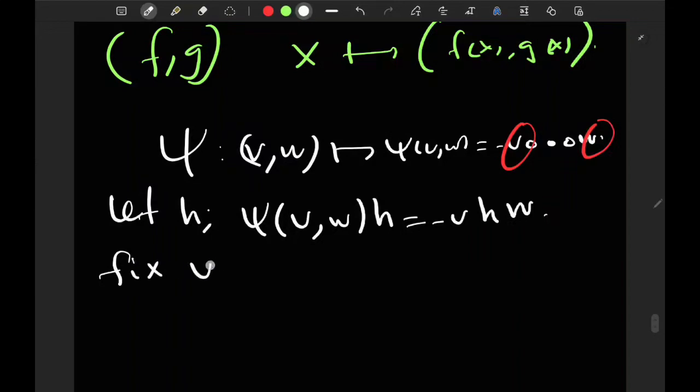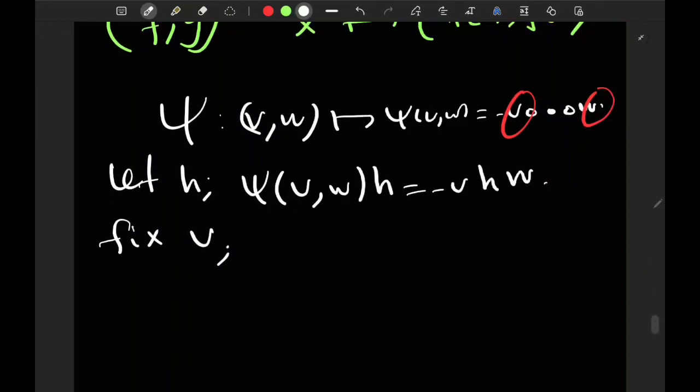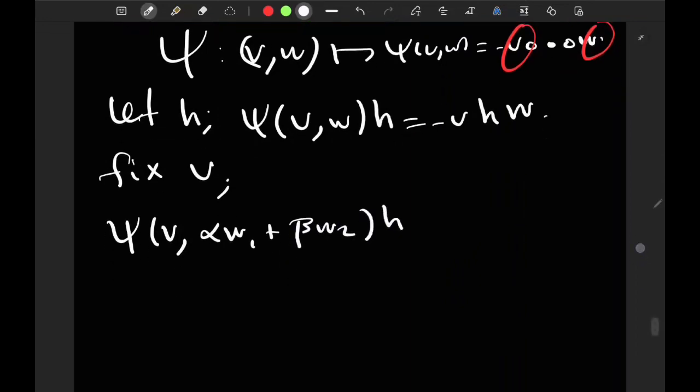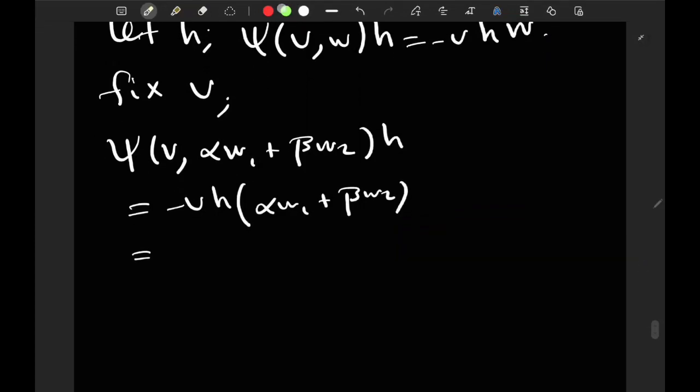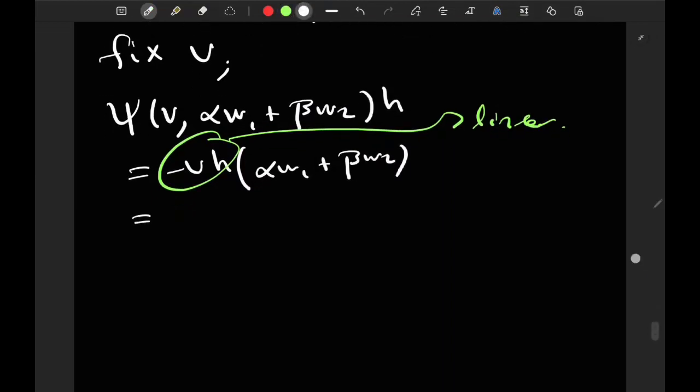Fix V, and let's see if it's linear in W. So ψ of V, α W1 plus β W2, applied to H, is just minus V H (α W1 plus β W2). Then you expand. This expansion is allowed because this thing here is a linear map. Since it's linear, it can separate the arguments inside it.